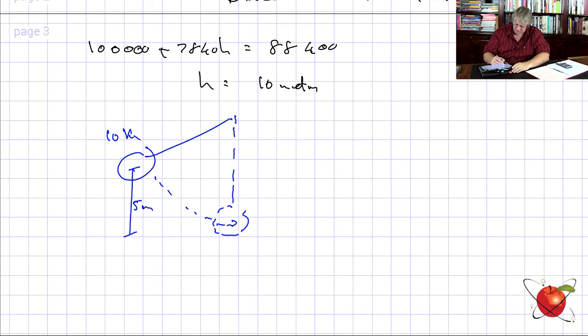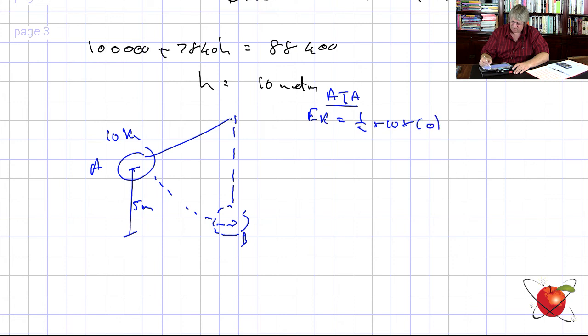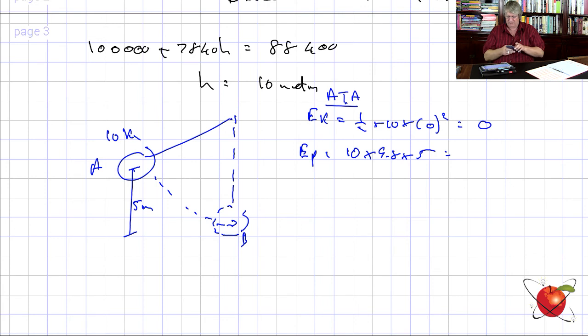Well, let's look. This is A, this is B. What is EK? This is, let's say, at A. Okay? EK is equal to a half times 10 times velocity 0 equals 0. EP is going to be 10 times 9.8 times 5. Okay? So it's going to be 10 times 9.8 times 5, 490 joules. So the energy up here is 490 joules.